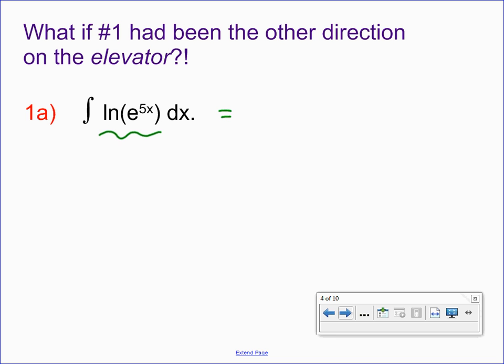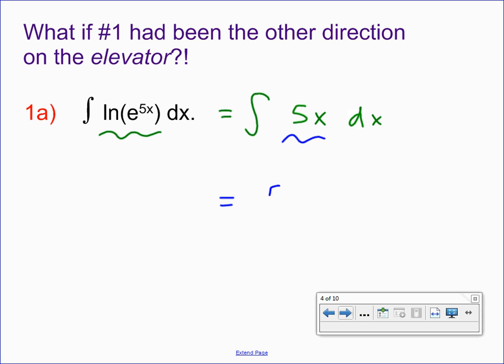So I would certainly rewrite this as the antiderivative of what's natural log of e to the 5x? It's 5x. Isn't this integrand, right, easier to find an antiderivative for than natural log of e to the 5x? Most certainly. And so again, by utilizing logarithm properties to rewrite, you can make your calculus lives easier.